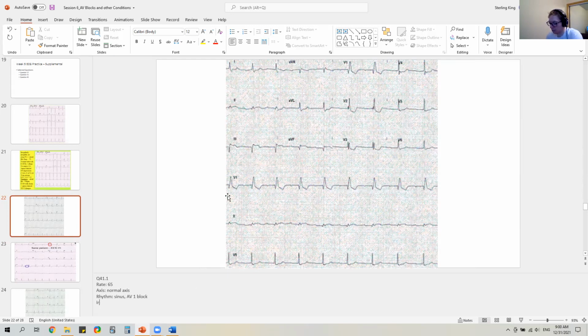Intervals, PR is long. QRS is wide. If you look over here, that's a wide QRS. Same with this. Same with that. QT normal, less than half. Hypertrophy. Left atrial enlargement, not large enough to look like it. Right atrial, definitely not. Left ventricular, nope. Right ventricular, probably not. This is probably just the bundle branch block, so no. So none.